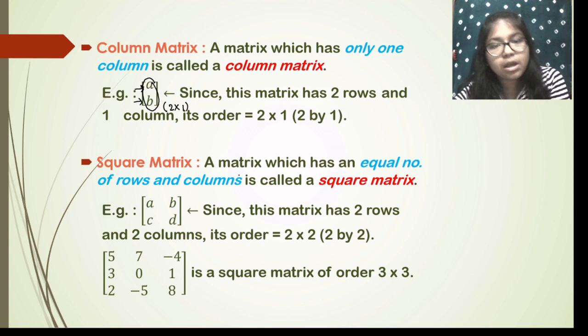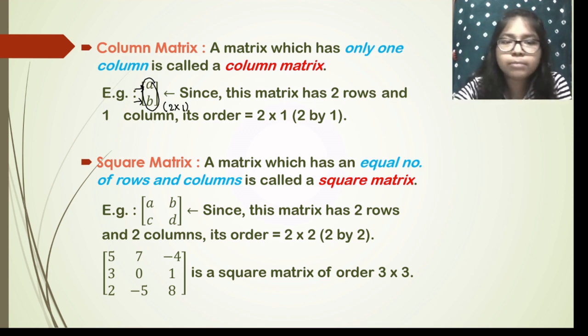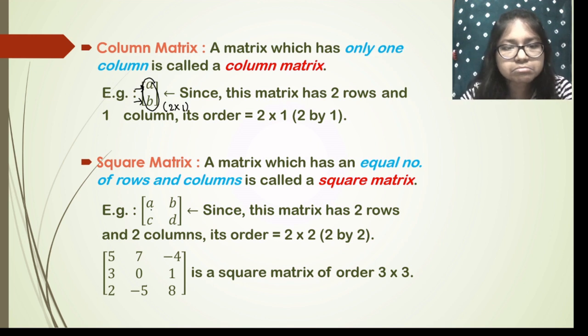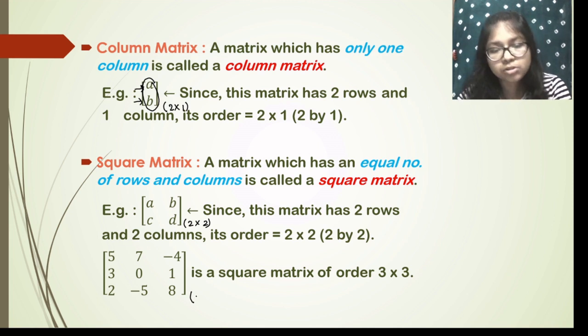Square matrix. A matrix which has an equal number of rows and columns is called a square matrix. That means the number of columns and the number of rows should be the same. So the order of those matrices will be 2 by 2, 1 by 1, 3 by 3, etc. Here the number of rows is 2 and the number of columns is 2, 2 by 2 matrix. Here the number of rows is 3 and the number of columns is 3. So this will be a 3 by 3 matrix. Okay, moving to the next slide.